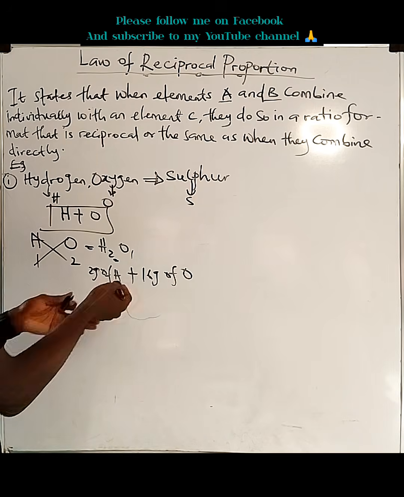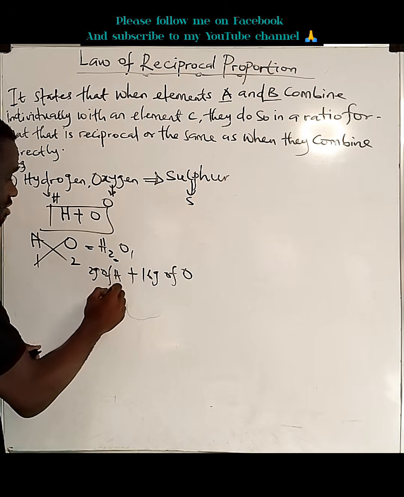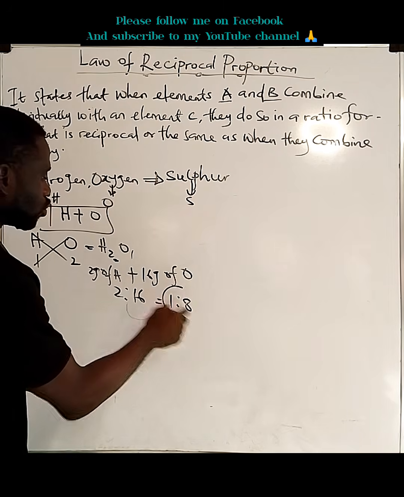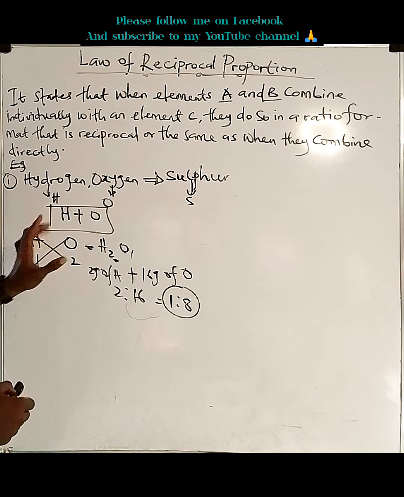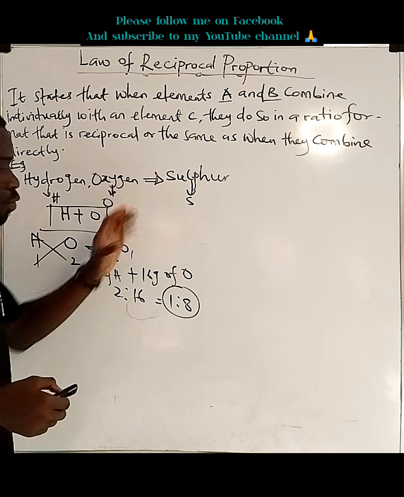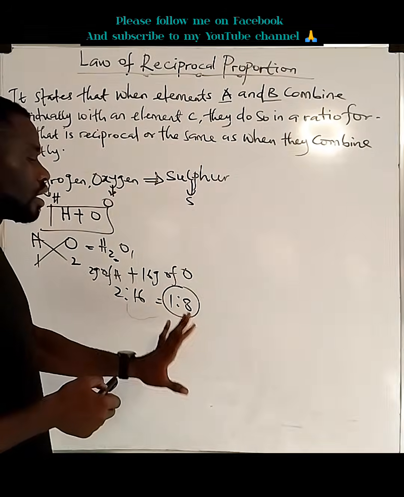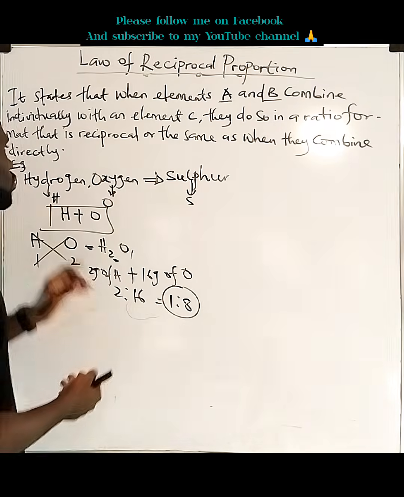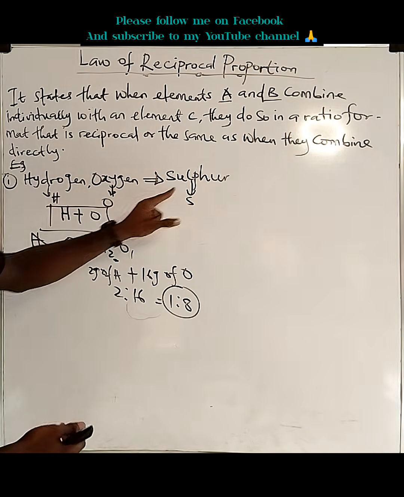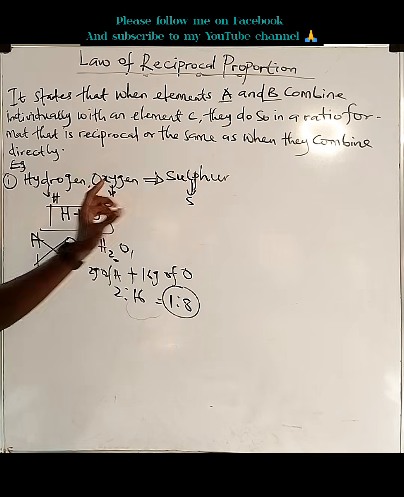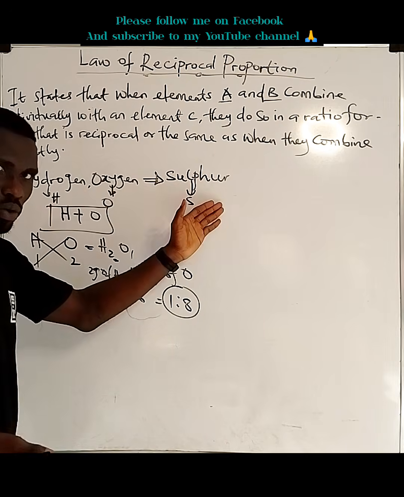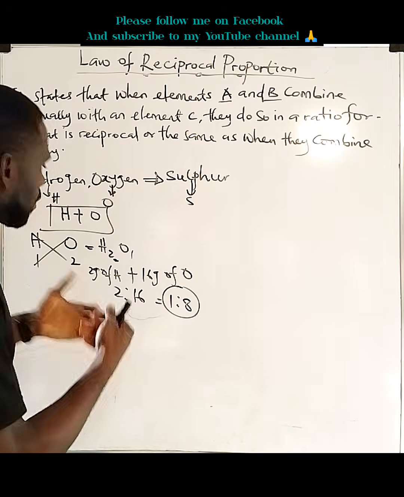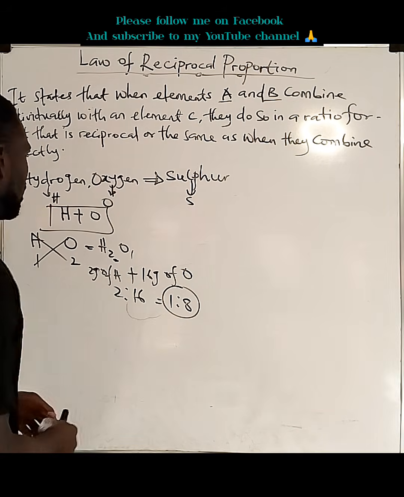So when we compare this, that's 2 ratio 16, which will give us 1 ratio 8. So when hydrogen and oxygen combine directly, we end up with 1 ratio 8 by the time you compare their masses together. So now, don't forget, if hydrogen combines with sulfur, and then oxygen combines with sulfur, by the time we compare them, according to Benjamin Richter, the German chemist, we're still going to get the same 1 ratio 8. So let's work on that.